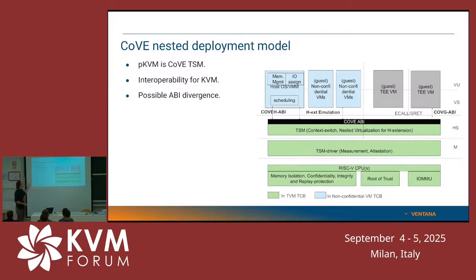So it's possible that even if the CoVE H ABI is there, we will diverge, and then it's going to also cause problems with interoperability. So we would like to make sure that the CoVE H ABI is as good as possible.